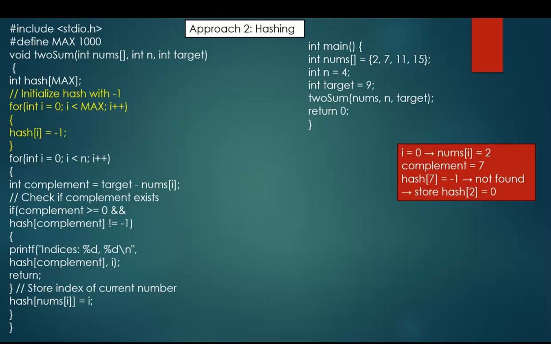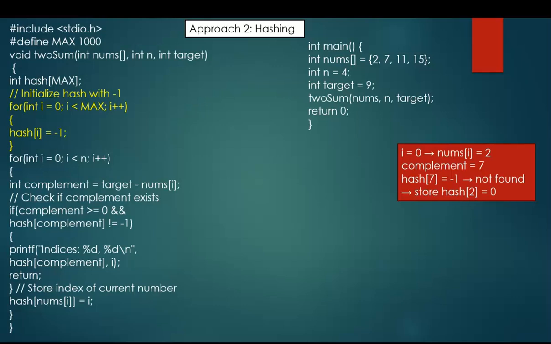Yes, I'm checking if the complement exists. What is my condition? If complement is greater than or equal to 0, and hash of complement not equal to -1. Complement is 7. So what is hash of complement? Hash of 7 is -1. We have initialized it to -1, so it is not found. So the printf doesn't get executed.